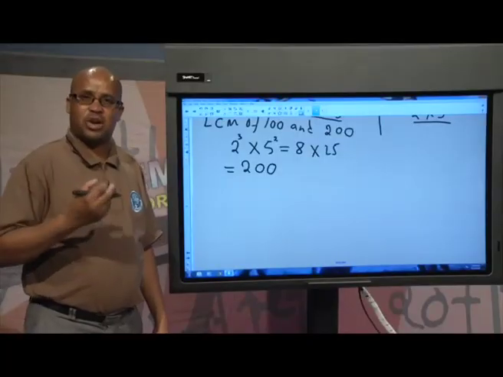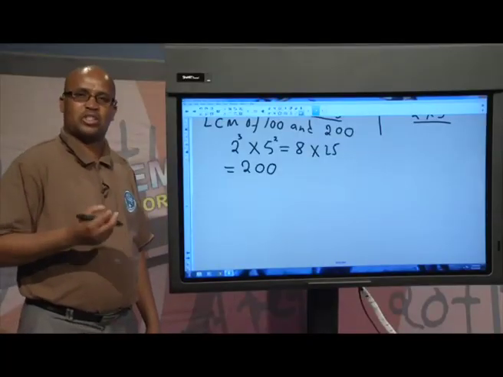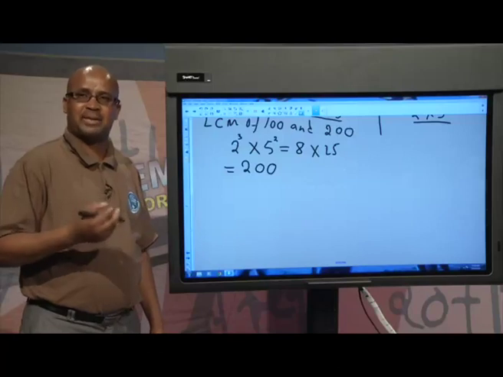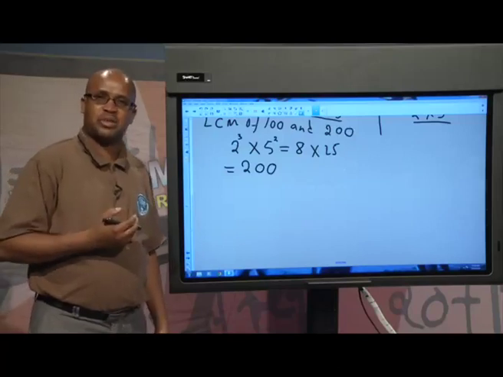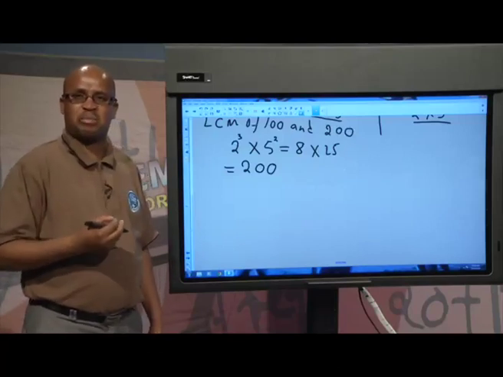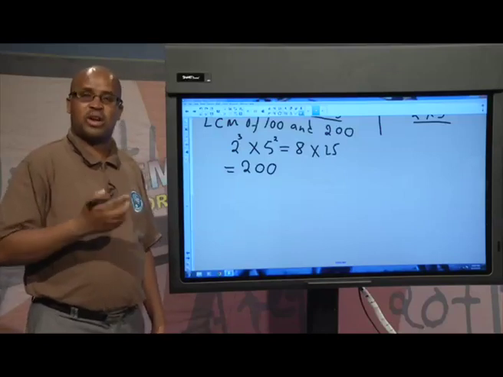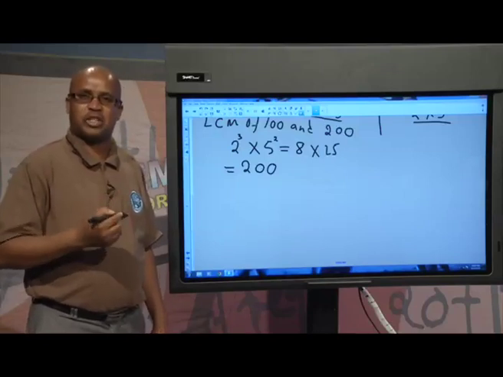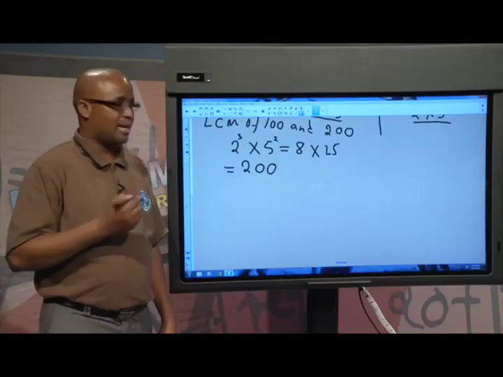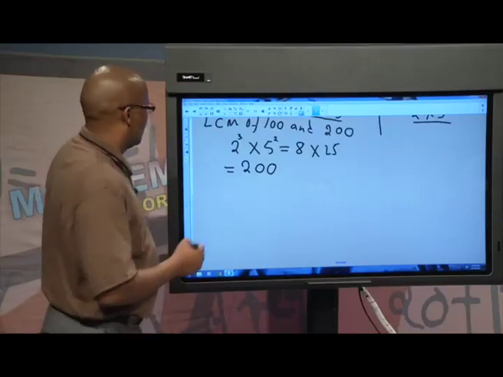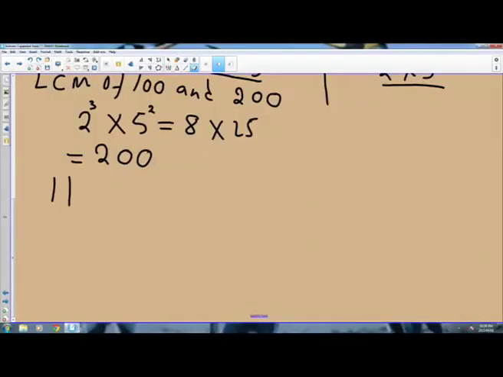We are still answering a question in which we are to find the lowest common multiple and the highest common factor. The first part, which is the lowest common multiple, is what we have discussed. So we'll go on and find the highest common factor of 100 and 200. Let us do that.